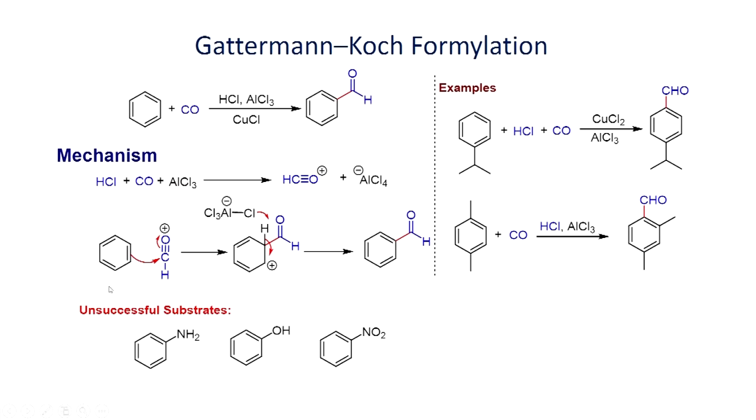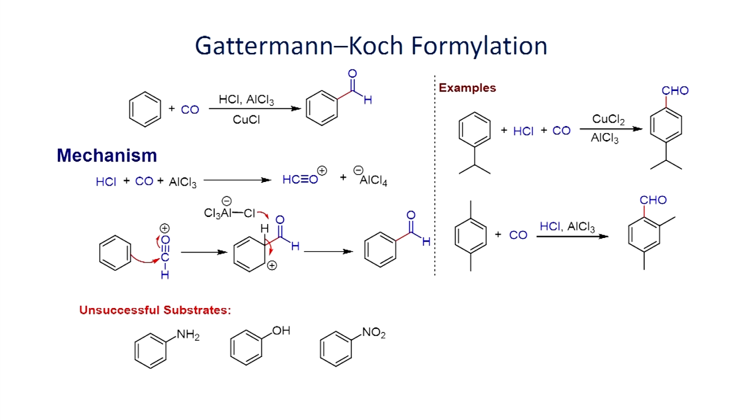This slide shows the Gattermann-Koch formylation. The reaction involves, as you can see here, the benzene ring undergoing reaction with carbon monoxide in the presence of hydrochloric acid and aluminum chloride to give benzaldehyde. This reaction usually is carried out under high pressure. Alternatively, you can also use copper chloride.